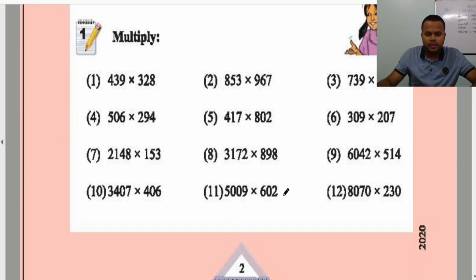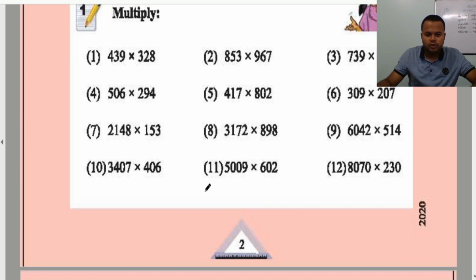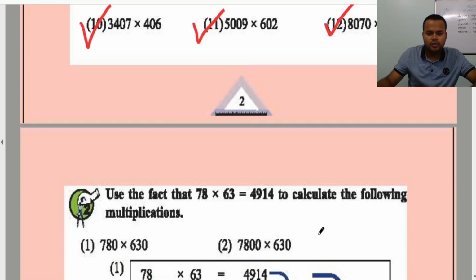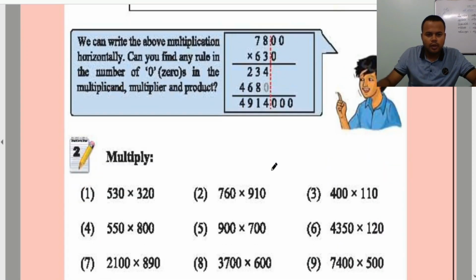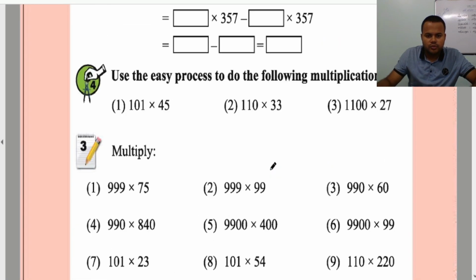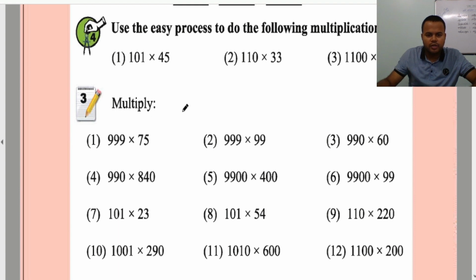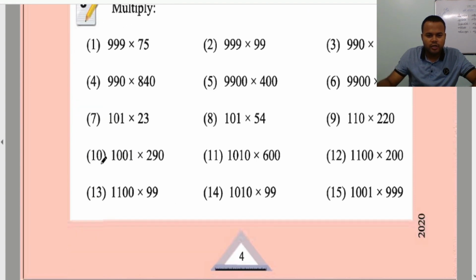Now multiply. For short questions you can try any 3 or any 4 here. Now from page number, question number 3, multiply, and you have to try number 1, 2, that is number 10, 11, 12, 14. Just practice these maths at home, and prepare yourself for the upcoming exam.